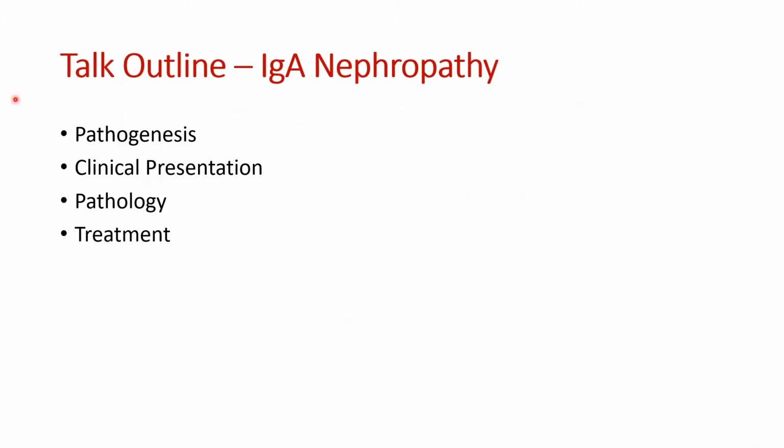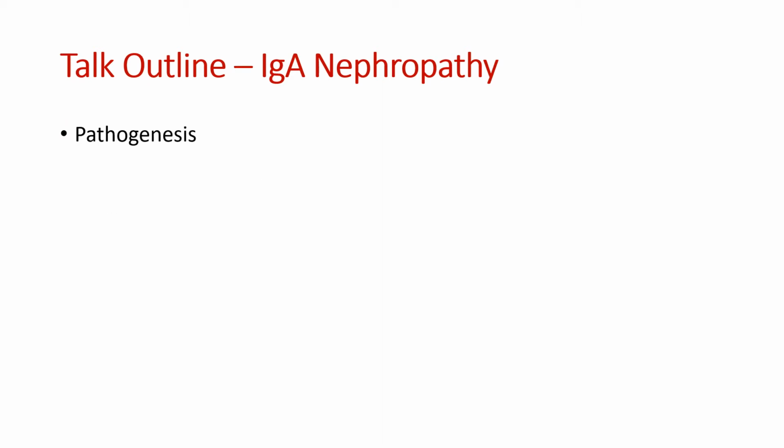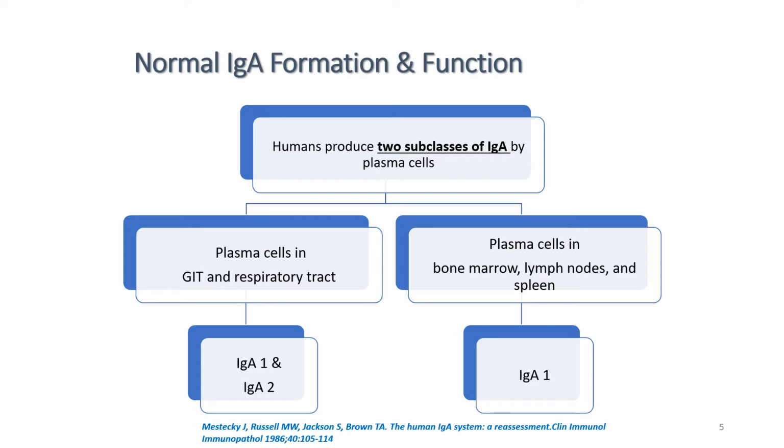This is my talk outline, and I will start by talking about the pathogenesis of IgA nephropathy. At first, I will talk about the normal formation of IgA and the normal pathway for the activity of IgA. Actually, we have two subclasses of IgA produced by plasma cells. Plasma cells in the GIT and respiratory tract form IgA1 and IgA2, while plasma cells in bone marrow, lymph nodes, and spleen form IgA1. And as I will say in the next slides, IgA nephropathy is due to an abnormality in IgA1.